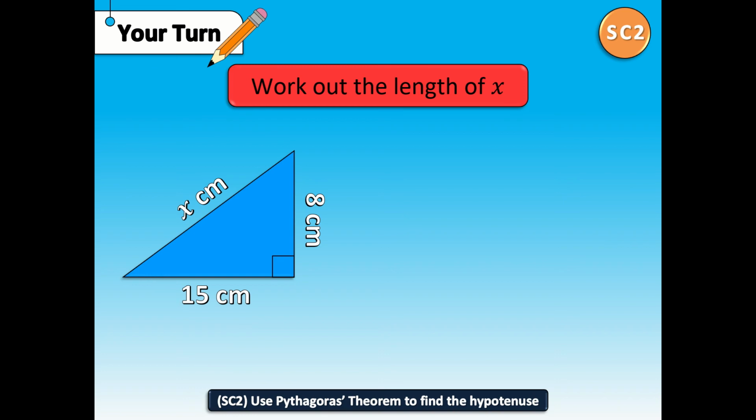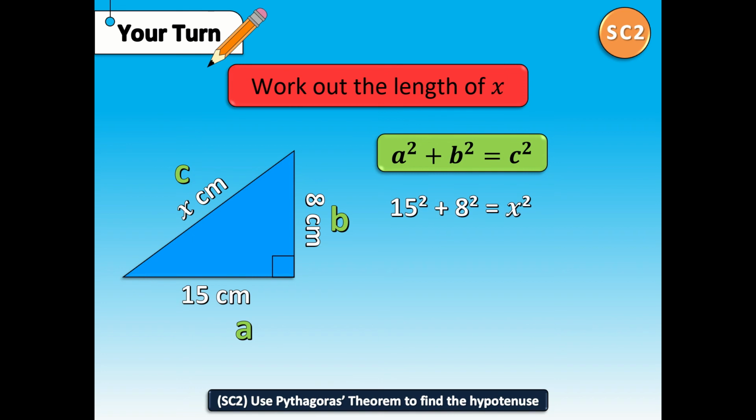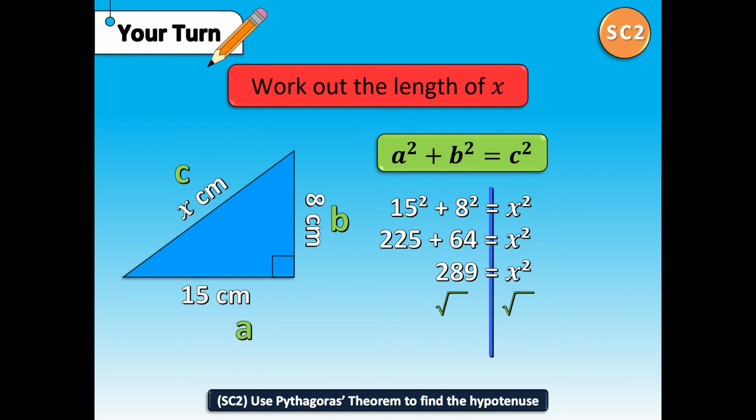So this is what you should have done. So you label your sides, so that side is c, and it doesn't matter which one's a and b. So we do 15 squared plus 8 squared equals x squared. 15 squared is 225, and 8 squared is 64. So that means x squared is 289. So to find out x, we need to square root 289, which is 17. So x is 17.